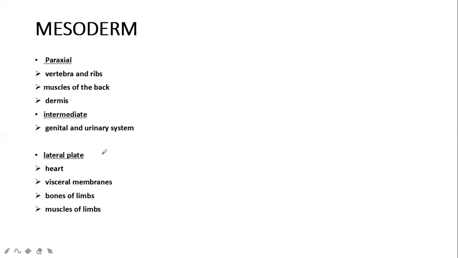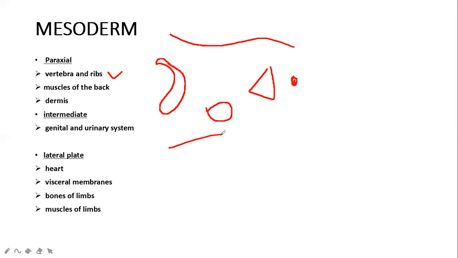Then the mesoderm is divided into three. The paraxial mesoderm will form the vertebra and the ribs. Remember we said that we have the paraxial mesoderm, the intermediate mesoderm, and the lateral plate mesoderm that will actually split into two. So we have the notochord in the middle, overlying the ectoderm, and then we have the endoderm over here. The paraxial mesoderm will form the vertebra and the ribs, muscles of the back, and the dermis of the skin. So in the exam, when they say the dermis of the skin comes from ectoderm, don't be fooled. That is actually from mesoderm.